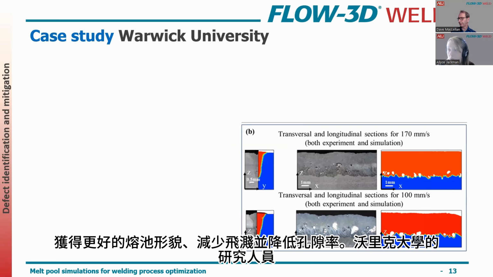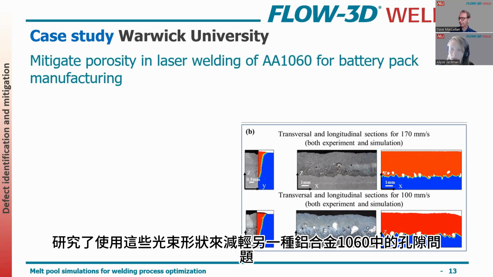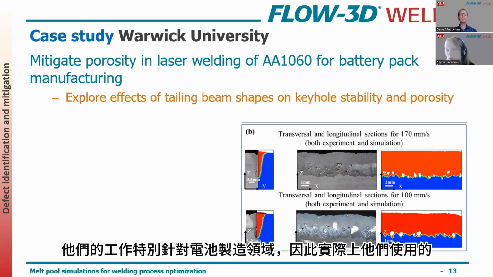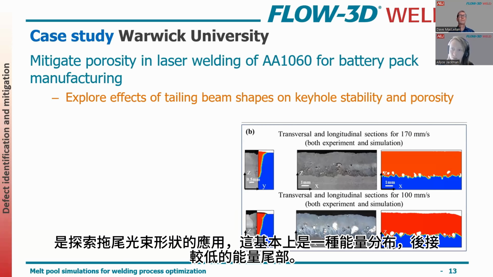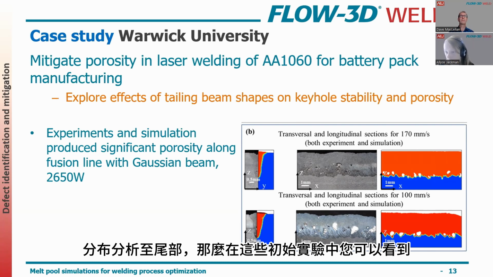So researchers at Warwick University looked into using these beam shapes to mitigate porosity in another aluminum 1060 alloy, and they were working specifically in battery manufacturing. And so they were exploring the use of tailed beam shapes. So it's pretty much an energy distribution followed by a lower distribution analogous to a tail.